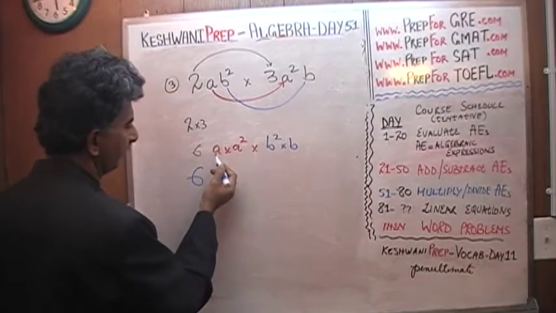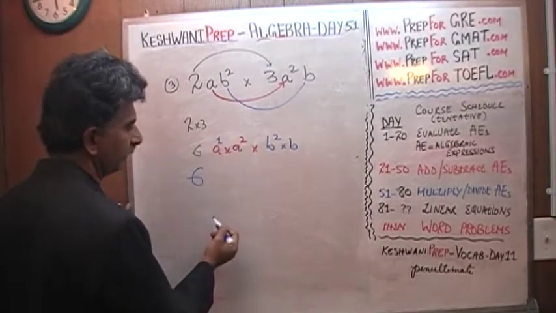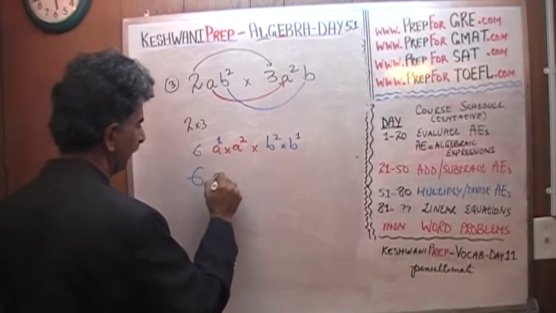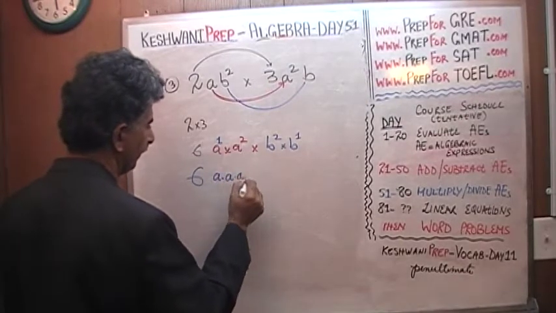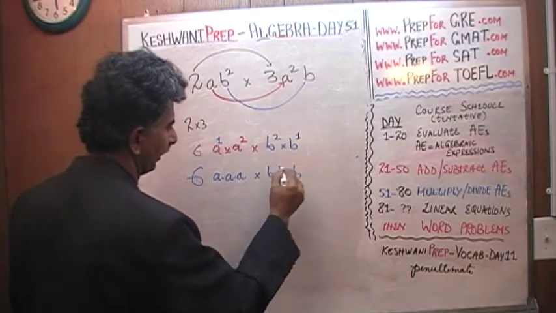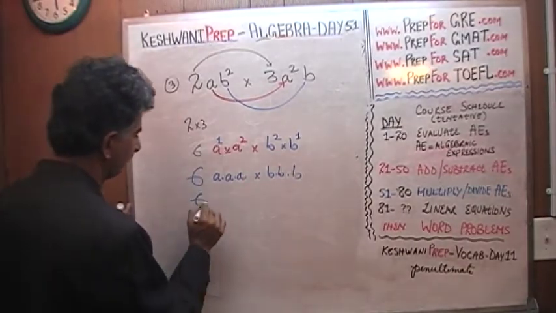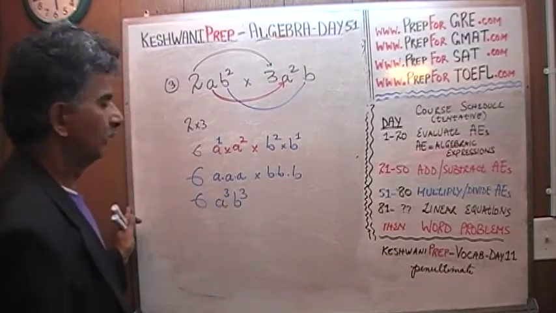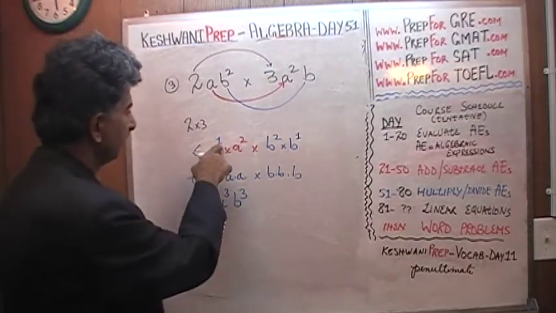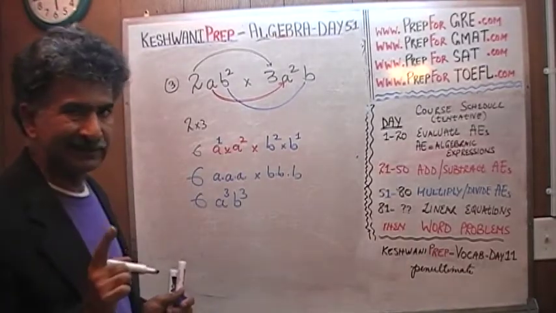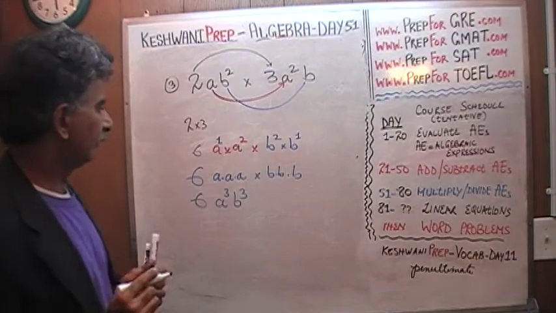A, now when you say a, it has an exponent of 1. This b has an exponent of 1. So again, a to the first power times a to the second power times b to the second power, which is b times b times b. So it's basically 6 a raised to the third, b raised to the third, which we could have very easily figured out from here. 1 plus 2 is 3. As I said, when the base is the same, all we have to do is add the exponents.